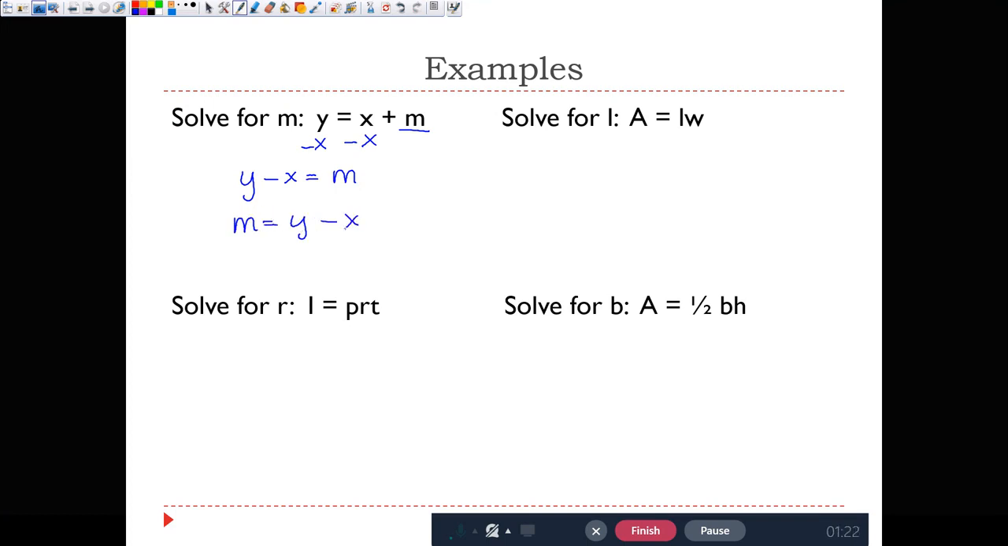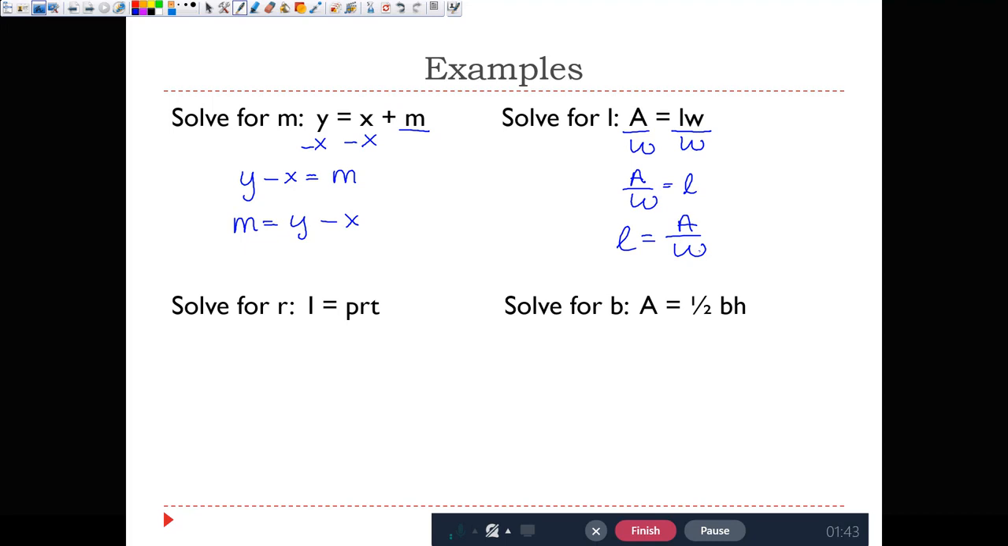Okay, here I'm looking for L. I have the area equals length times width. So I have L times W, so the opposite operation will be to divide by W. So I'm going to have L equals A over W.